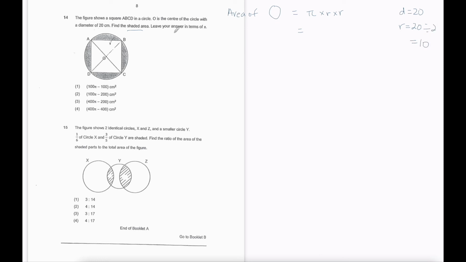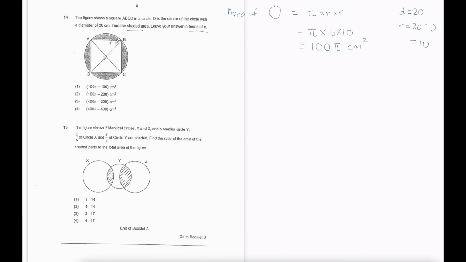Okay, so we have to leave our answers in terms of pi. So let's take pi as an algebra. So pi times 10 times 10, because my r is 10. 10 times 10 is 100, so I'm left with 100 pi cm square. So this is the area of the circle.